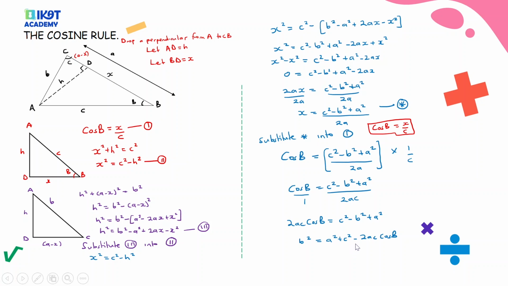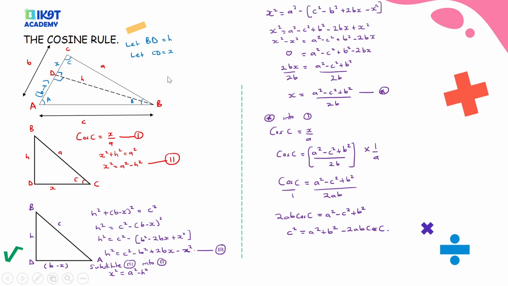So you can try out the one for angle C. Just do the perpendicular from here. You can even still use this same figure, but this time let this be x and this a minus x. Okay, so that is it, the one for C. So I guess we are done with proving the cosine rule. Now we're going to look at the sine rule.